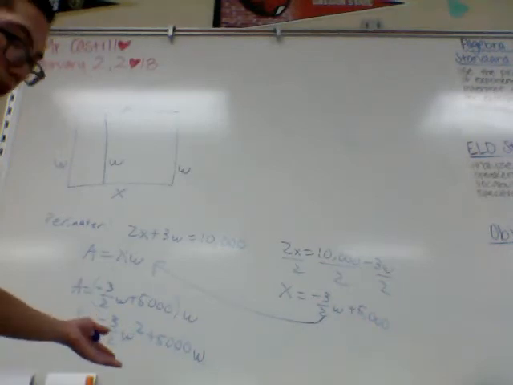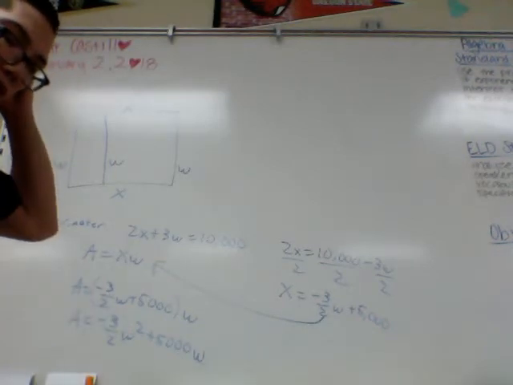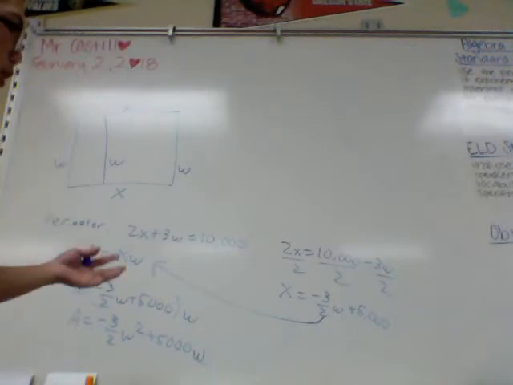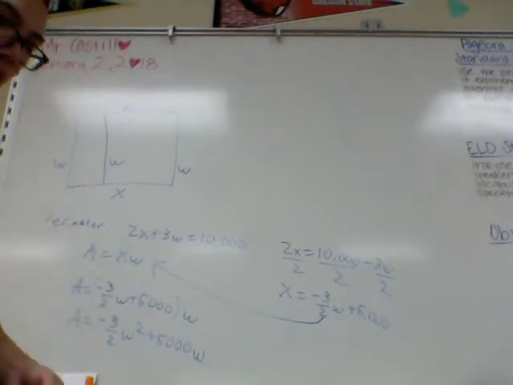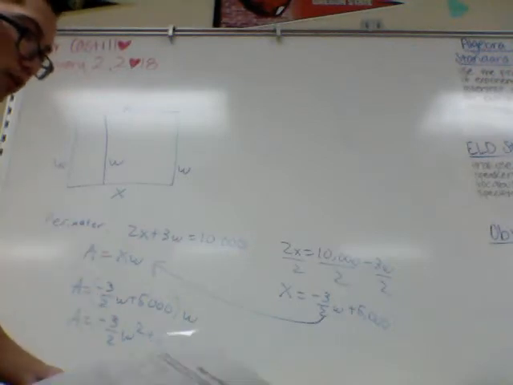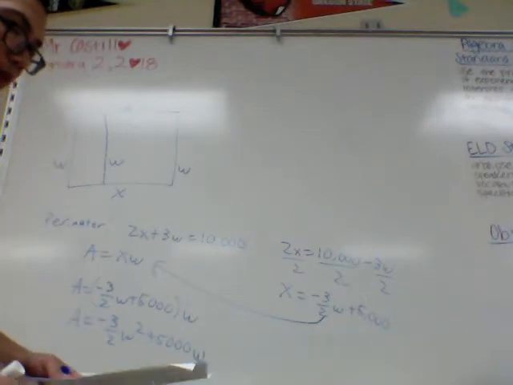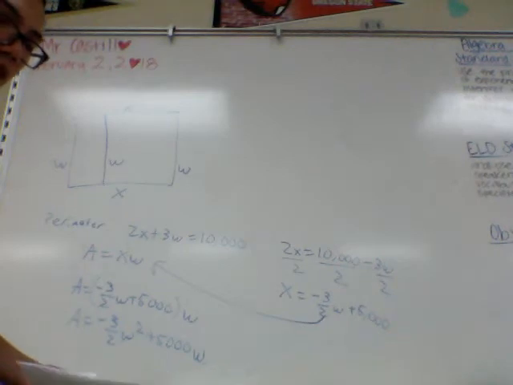Now, since this is a parabola, we could find the largest area by just doing our negative b over 2a. And you should all know how to do that. And if you look at the notes that I put, the solution is there.